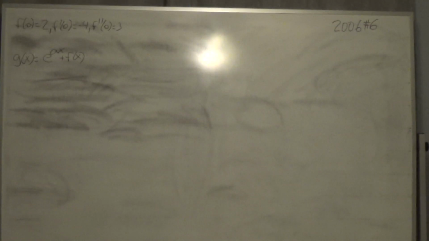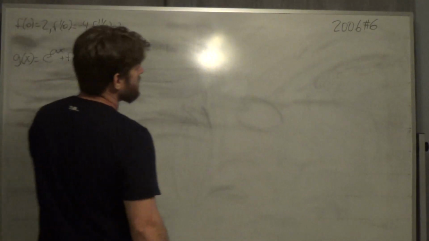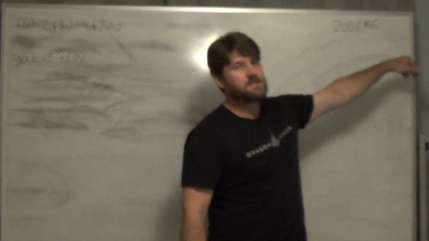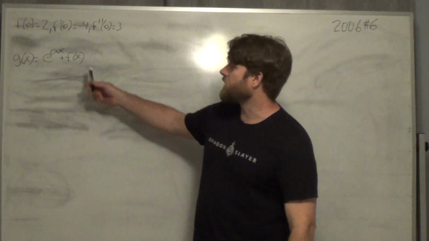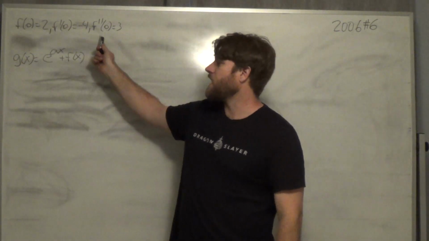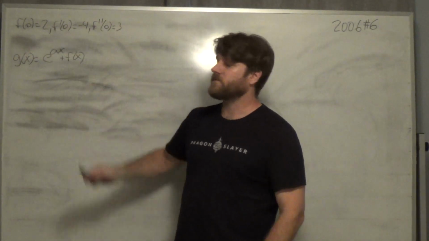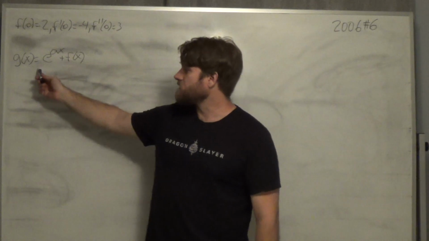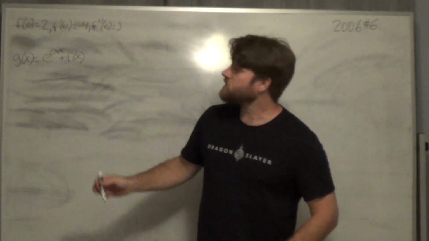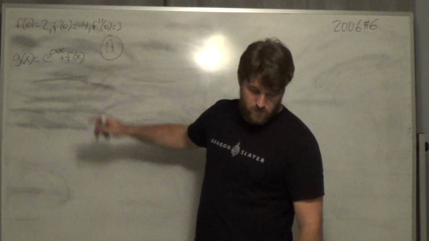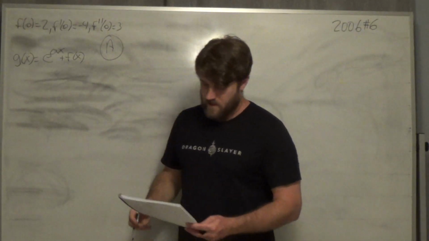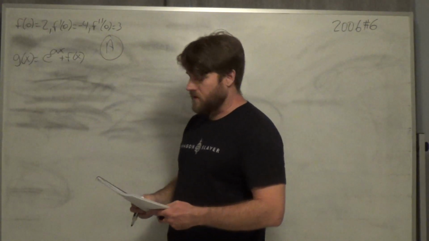All right, AB Calculus students, this is question 2006, number 6. We have a twice differentiable function. They give us some information about f prime and f double prime, and then they give us g of x. We're going to start by looking at part A. In part A, they want us to find g prime 0.